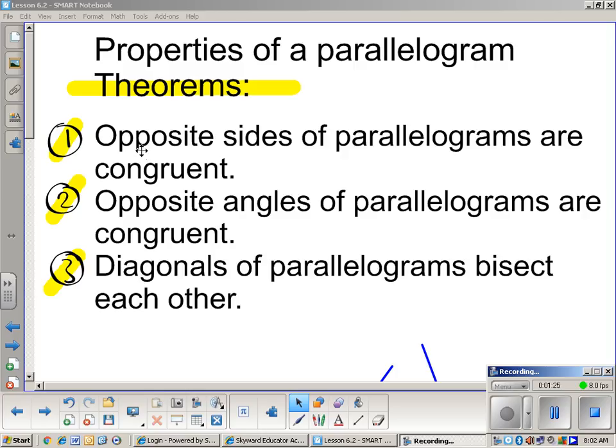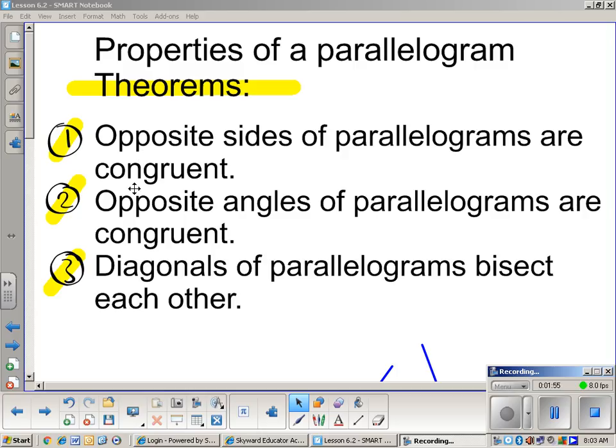The difference is there's three theorems given to you in lesson 6.3 that are the converses of these. They say if opposite sides of a quadrilateral are congruent, then it's a parallelogram. If opposite angles of a quadrilateral are congruent, then it's a parallelogram. If the diagonals of a quadrilateral bisect each other, then it's a parallelogram. So in other words, they're just taking these three theorems and turning them around.